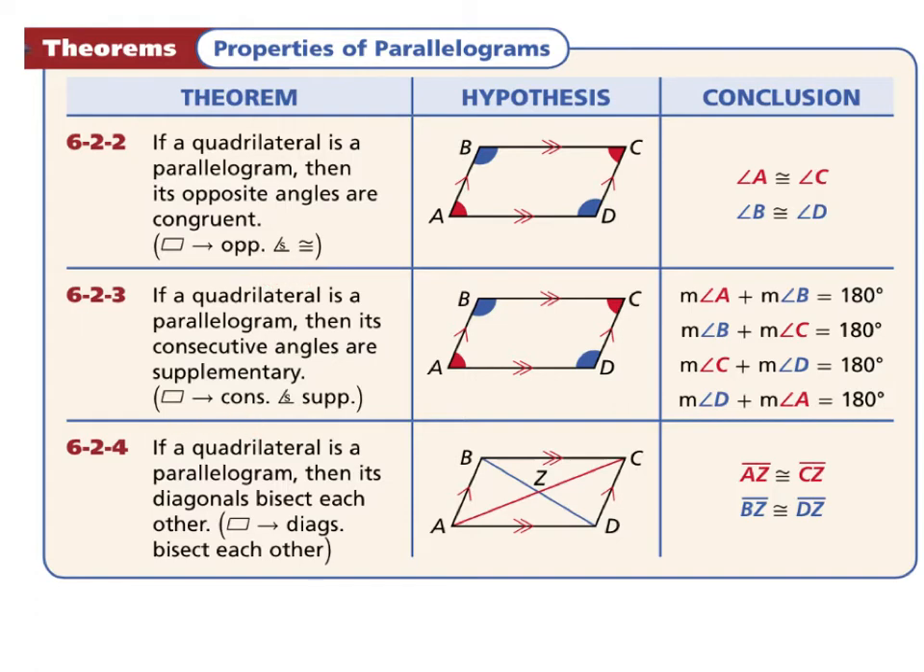Parallelograms have consecutive supplementary angles. So that means, for example, angle A and angle B add up to 180. The measure of angle B plus the measure of angle C add up to 180. The sum of the measures of C and D add up to 180, and the same thing is true for the measures of angle A and D. Lastly, we know that diagonals of a parallelogram bisect each other. Diagonals of a parallelogram bisect each other.